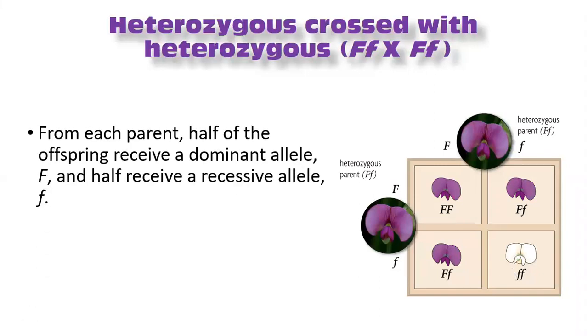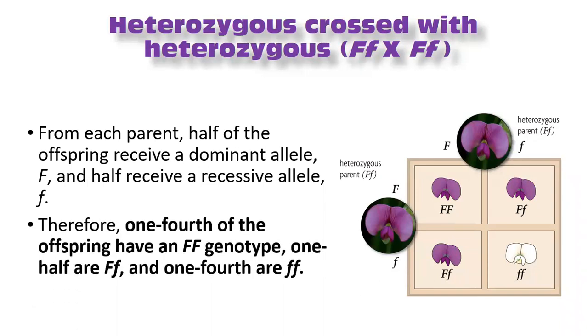So from each parent, half of the offspring receive a dominant allele, while the other half will receive a recessive allele, which will result in 1/4 of the offspring having a homozygous genotype for the dominant trait, 1/2 will be heterozygous, and 1/4 will be homozygous recessive. So 1/4 dominant homozygous, 1/4 recessive homozygous, and half will be heterozygous.